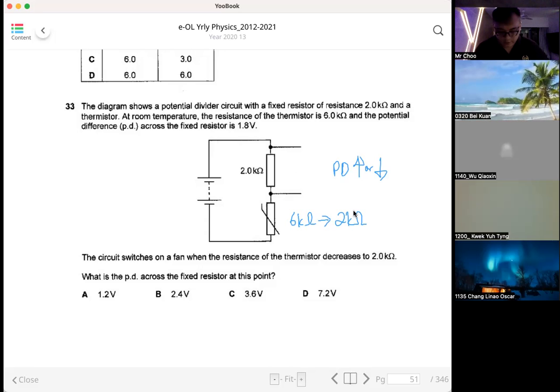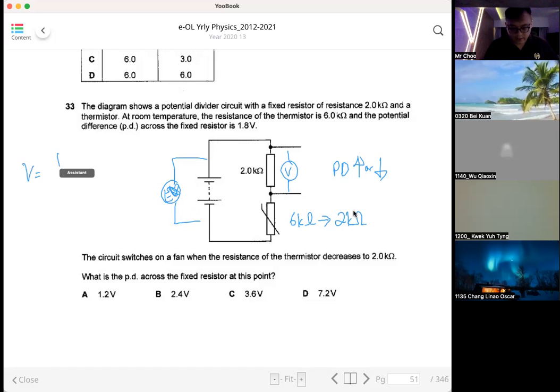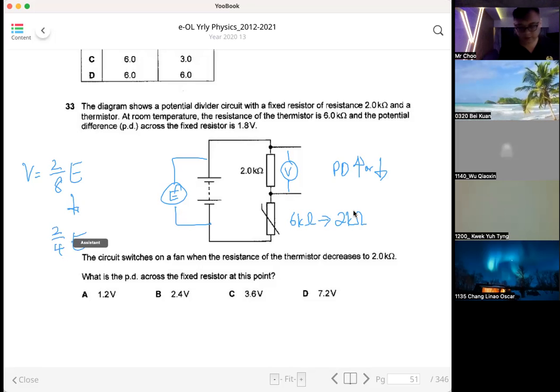So at first, let this be V. This value here, let this be V as well. Okay, I change this to E. So the V value at first is half of E. Okay, sorry, wrong. So the value of V at first used to be 2/8 of E, then becomes 2/4 of E. Is that clear?